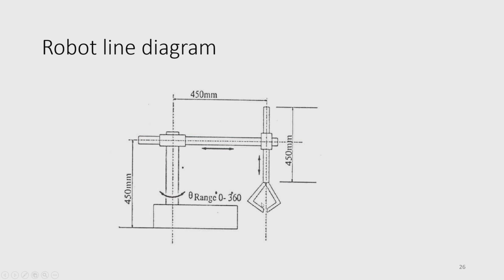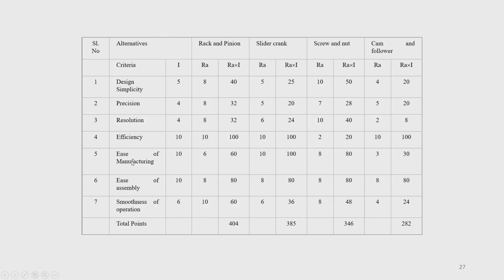I am just trying to reciprocate it, and I have to think about what type of mechanism I can put. This decision has to be taken. So, I again make the alternatives and consider what factors I should base my decision on. Selection of the factors itself is subjective, no doubt about that, but documentation is always better. So, we consider simplicity, precision, resolution, efficiency, ease of manufacturing, ease of assembly, smoothness of operation, and all those types of factors.